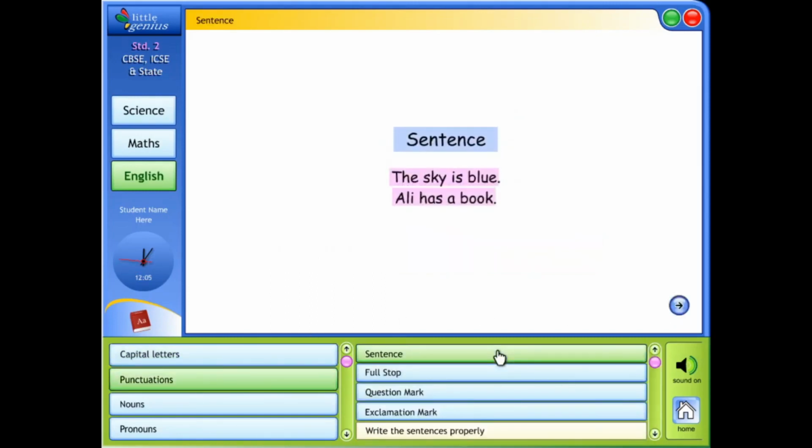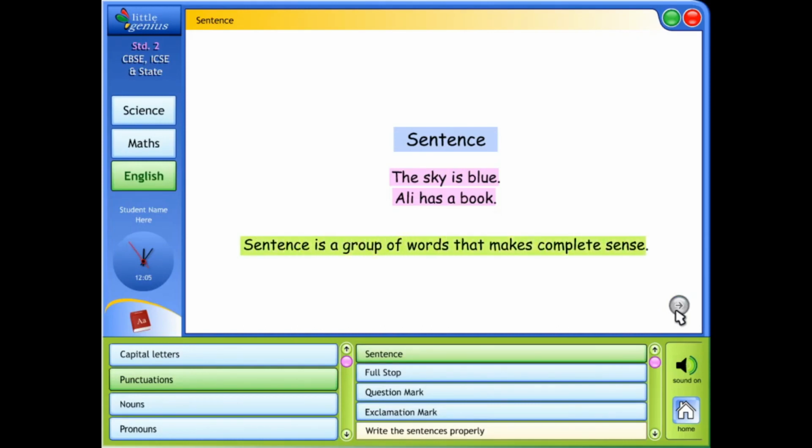Sentence. The sky is blue. Ali has a book. A sentence is a group of words that makes complete sense.